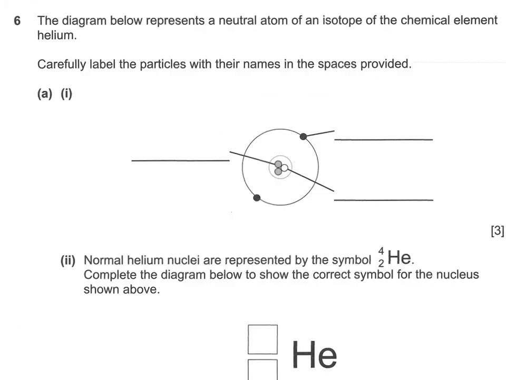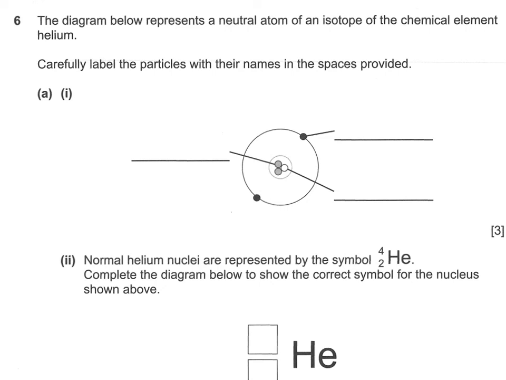Question 6. The diagram below represents a neutral atom of an isotope of the chemical element helium. Carefully label the particles with their names in the spaces provided. So this is straight book work, adding in the particles.